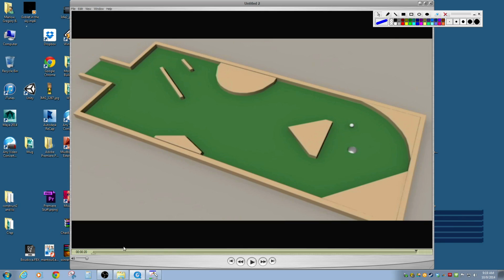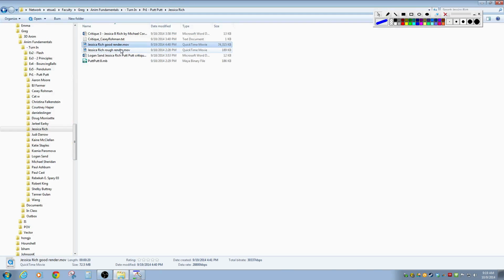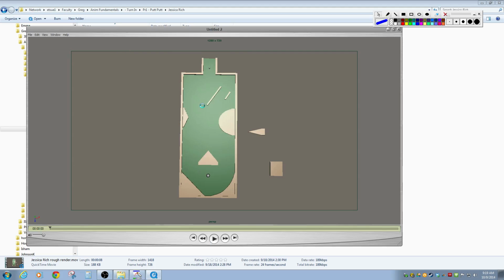No, what's happened is I think it came in at the wrong frame rate. So the render looks good, but the animation's a little slow there because of the frame rate. Let's see if this one's the right frame rate. Okay, so overall this one's actually looking really good.